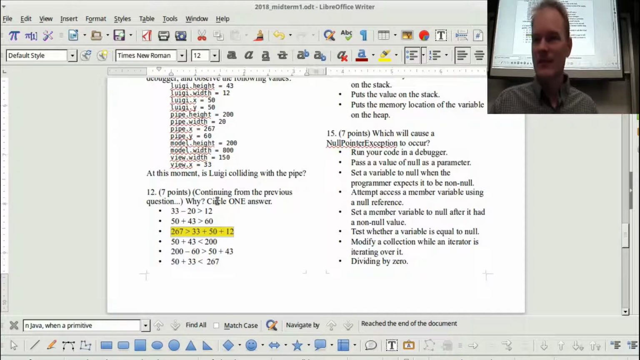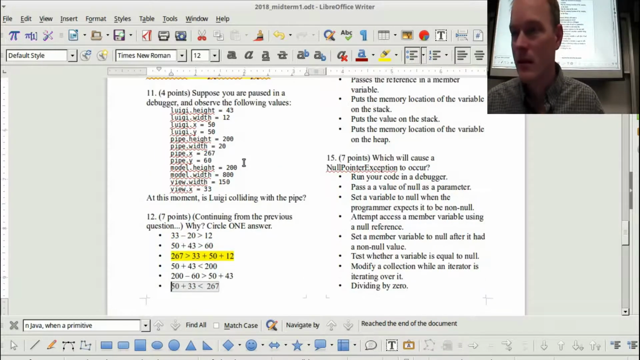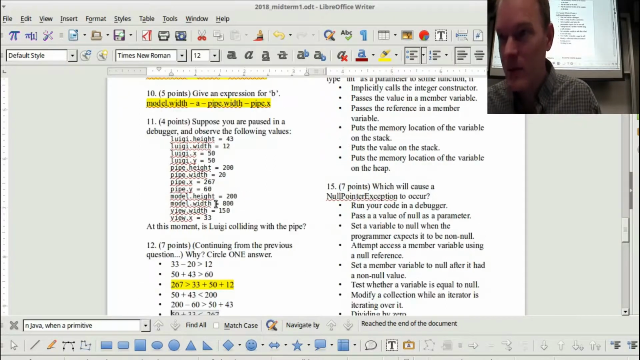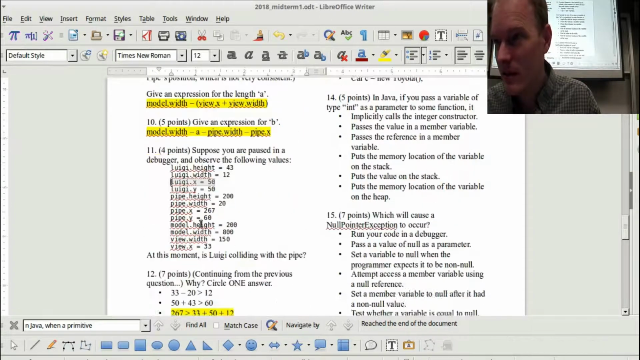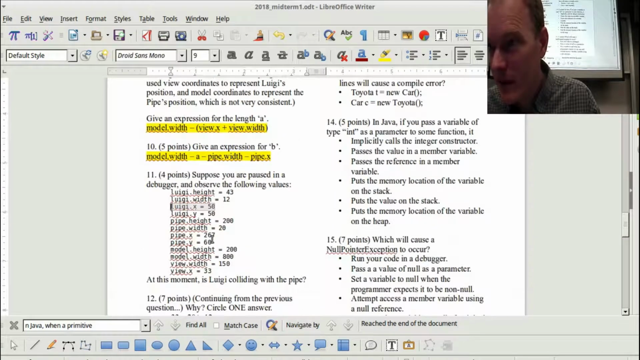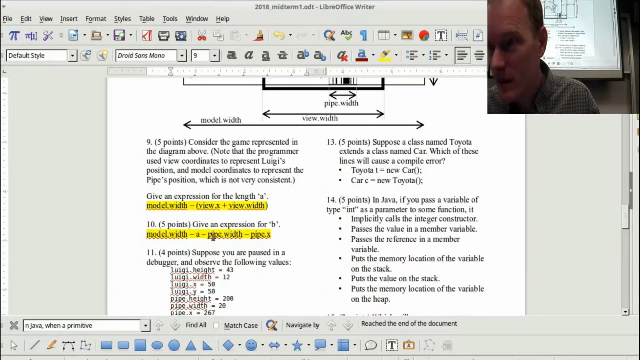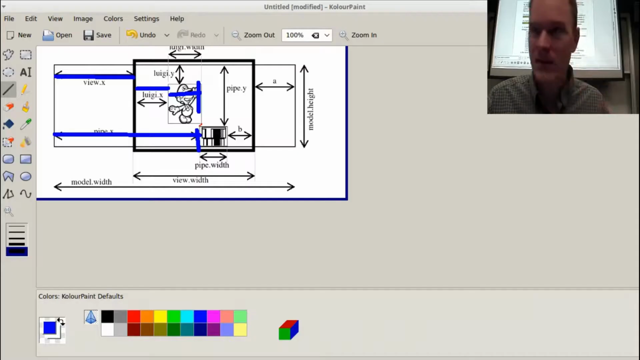The bottom one, we could use the bottom one if we're checking for collisions from the left-hand side of the Luigi model, as opposed to from the right-hand side, correct? Let's see, 50 plus 33 and 267. So 50, that's Luigi's x, right? 33 is view.x, and 267 is what? Pipe x. Okay.